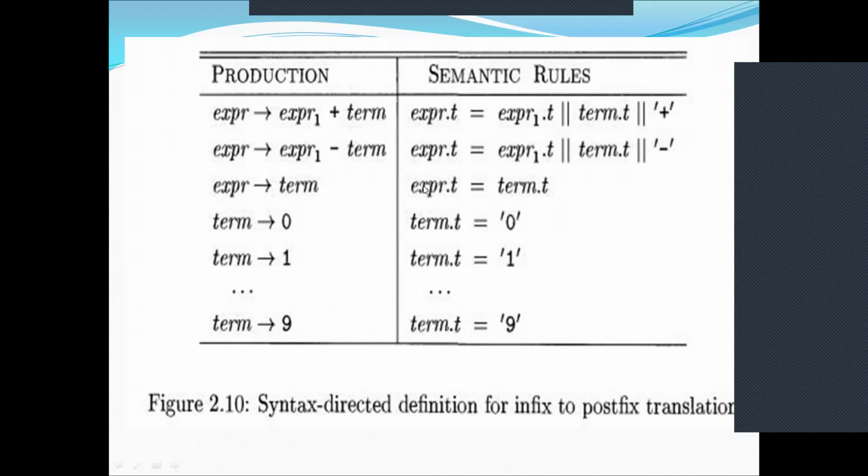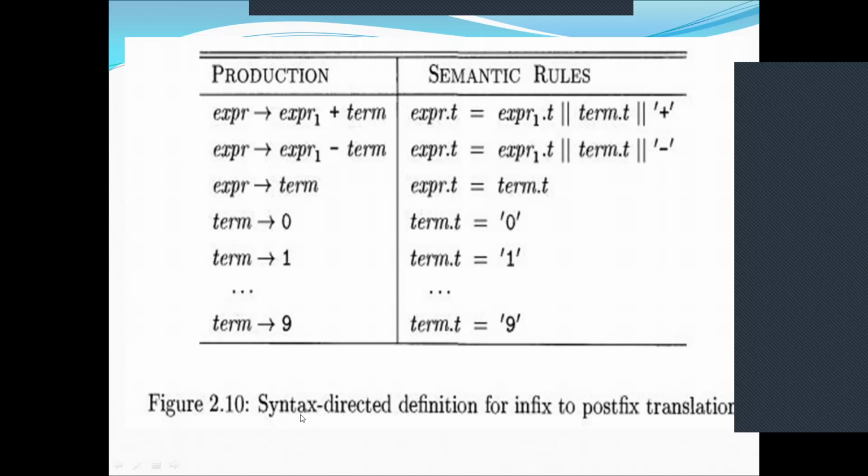Then this expression T will be the same as your term T, because the postfix notation of term will be the postfix notation of expression. So whatever the postfix notation is, that will come to the expression T. And this expression T is nothing but your expression 1 T. Then this is a concatenation. We'll come to what this concatenation is. Then the term T, whatever digit you take from here, is concatenated with the operator. And similarly, this one comes here. So with these semantic rules, your productions are being converted to this.